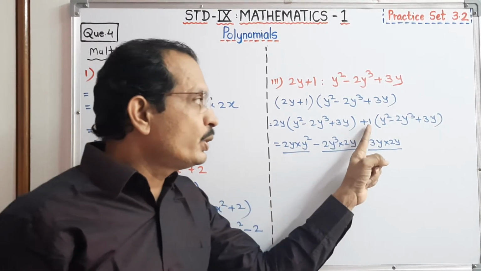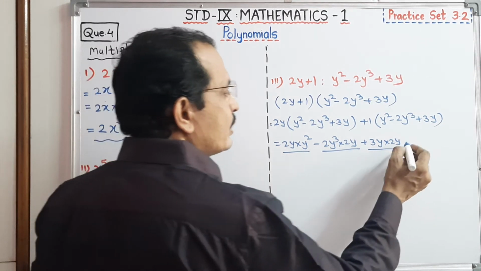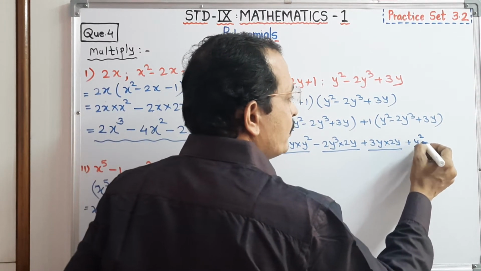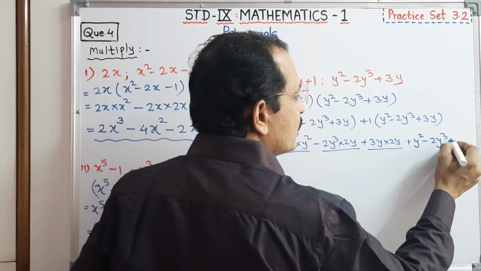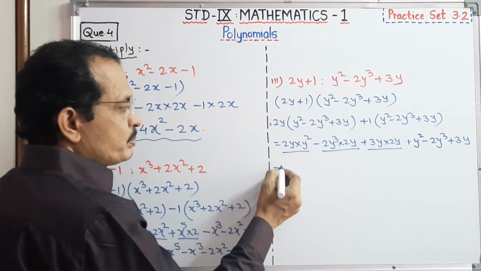Why? Because we are multiplying with minus 1. But here we are going to multiply with plus 1. Therefore it will remain as it is. Therefore we can write here y square minus 2y cube plus 3y as it is. Now do the multiplication of this.